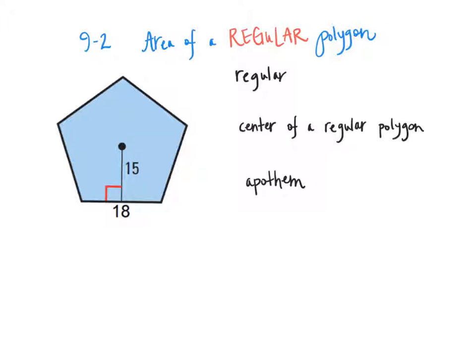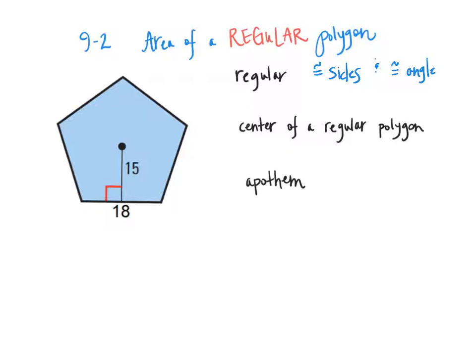In section 9.2, we're going to be looking at how do we find the area of a regular polygon. So we do need to review some terms. What does regular mean in mathematics? You want to think about congruent sides and congruent angles.